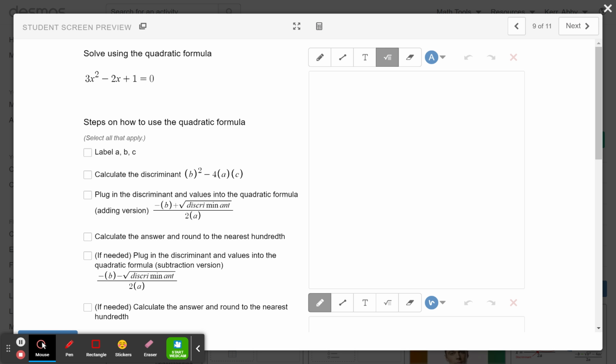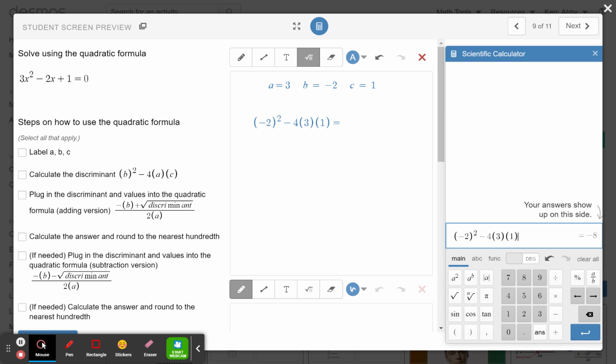All right, same idea. 3 is our A. B is going to be -2, and then C equals 1. So our discriminant, B squared, minus 4A times C. And put that part in the calculator. Going to get -8. So this should be a red flag for you.